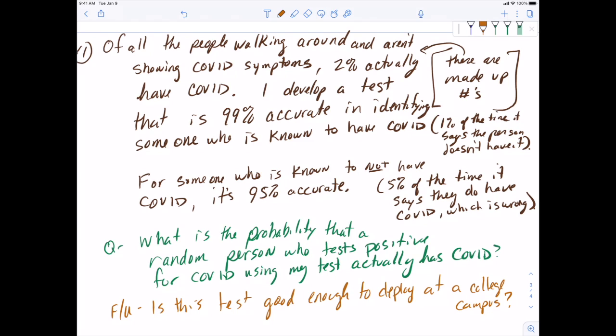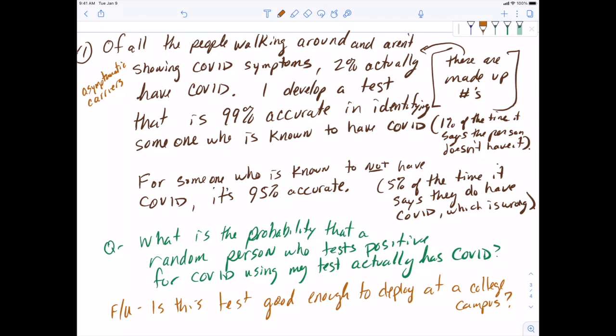So of all the people, I made up these numbers, but they may be close. Of all the people walking around who aren't showing COVID symptoms, 2% actually have COVID. In other words, we're going to call them asymptomatic carriers. And so we want to know who those people are.